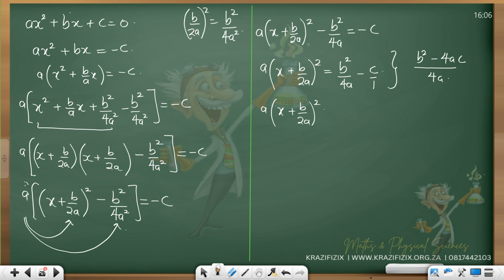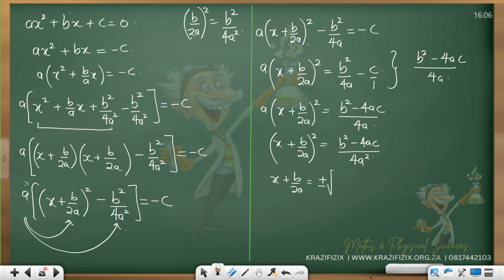All right. Let's combine it. B squared over 4a. Let's divide both sides by a. X plus b over 2a squared will be equal to what? B squared. Once I divide, it's the same thing as multiplying by 1 over a. We can then find the square root. Once we are looking for the square root, remember what it becomes?